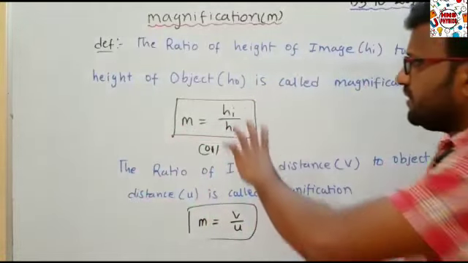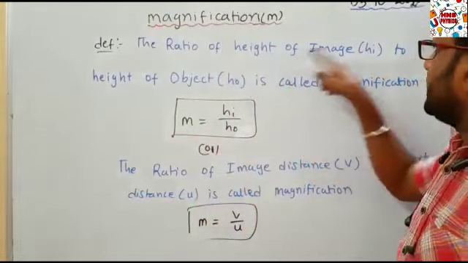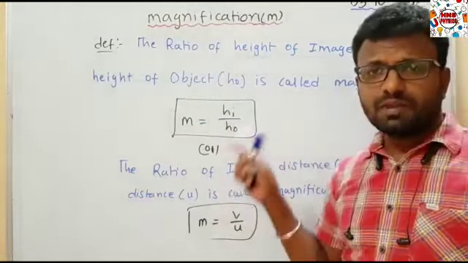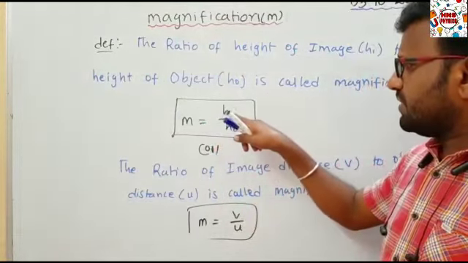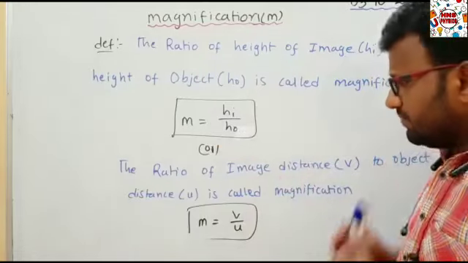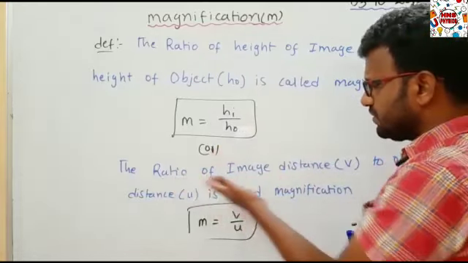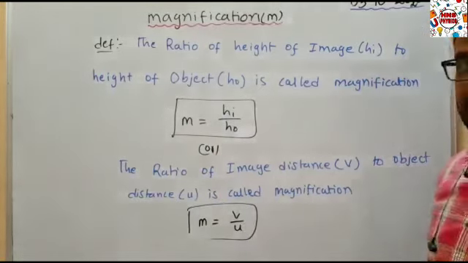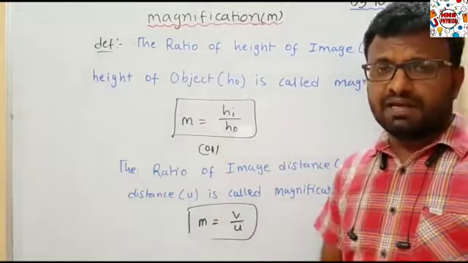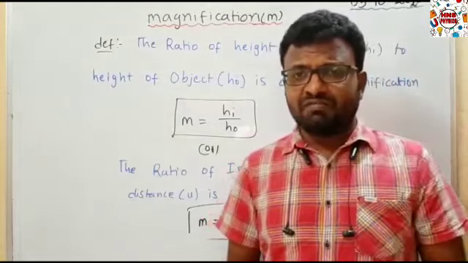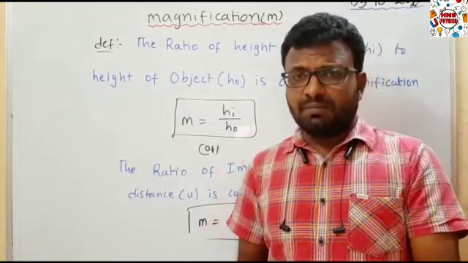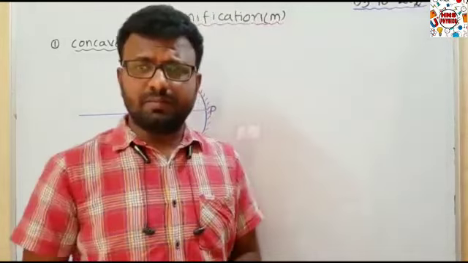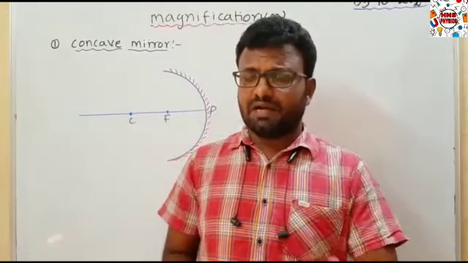So here we have two definitions. One is the ratio of height of image to height of object is called magnification, that is m is equal to height of the image by height of the object. Or we have one more definition: the ratio of image distance to object distance is called magnification, that is m is equal to v by u. Now first we'll see magnification for concave mirror.